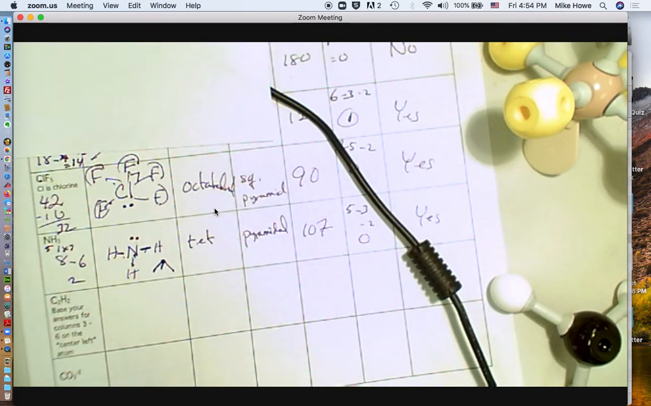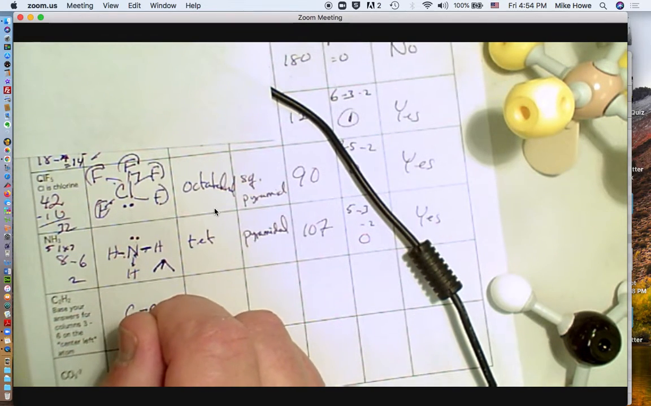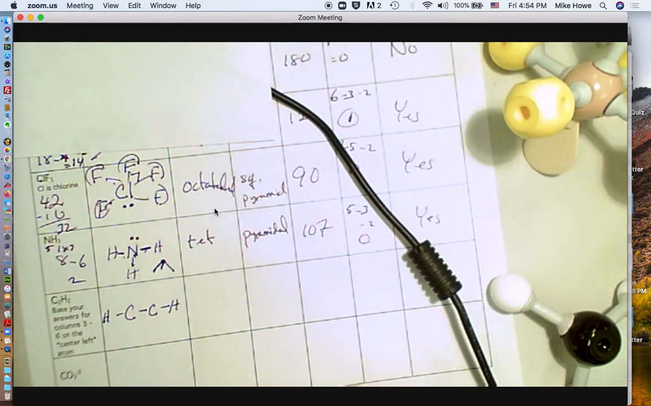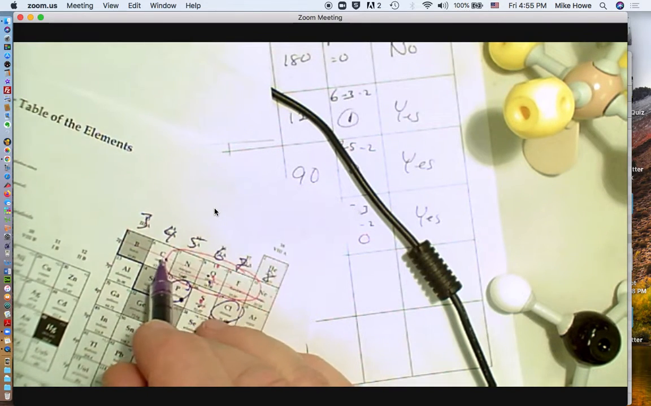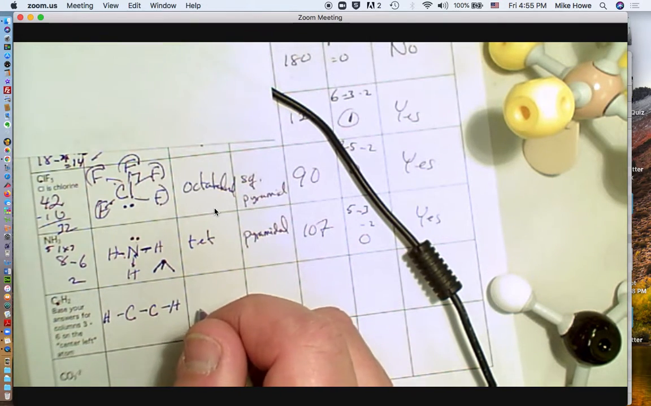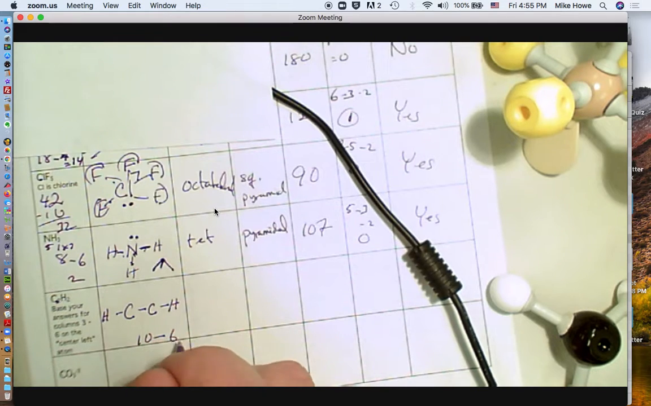So polar. C2H2. C's have to go in the middle on this one, so you have C bonded to C, then the H's will be attached, and keep them as symmetrical as you can. Valence electrons, carbon has 4, and there's 2 carbons, so that's 8, plus 1 each for the hydrogen, so it gives a total of 10 valence electrons. In this picture right now we have 2, 4, 6, so that gives us 4 electrons to put in.